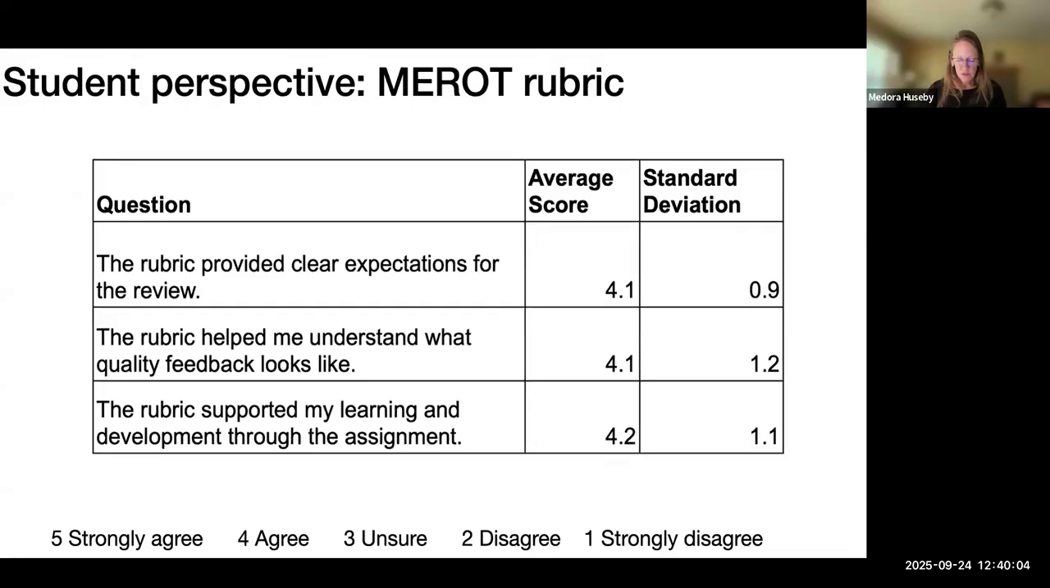And then I also asked them about the rubric. With the rubric, I'm just going to point out now that the standard deviation is higher here. That just means that I had much broader numbers that people were picking on their Likert scale. So: the rubric provided clear expectations for the review. The rubric helped me understand what quality feedback looks like. The rubric supported my learning and development through the assignment. For the most part, they agreed with this, but again, the standard deviation was a little bit higher. I think the rubric was a little bit tough to use, and I do remember feeling that when I first started using the Merlot rubric as well.